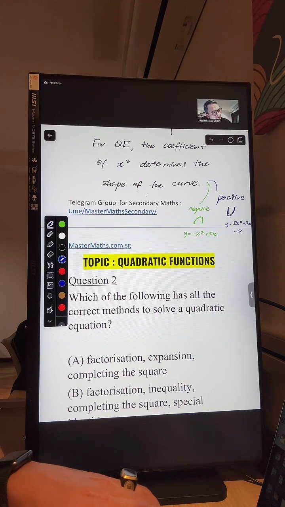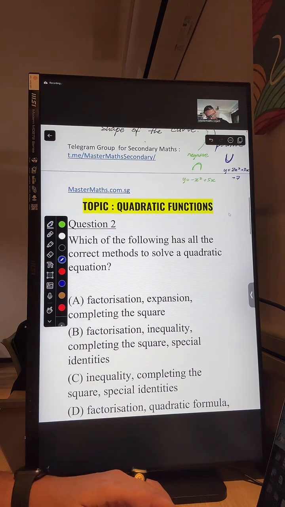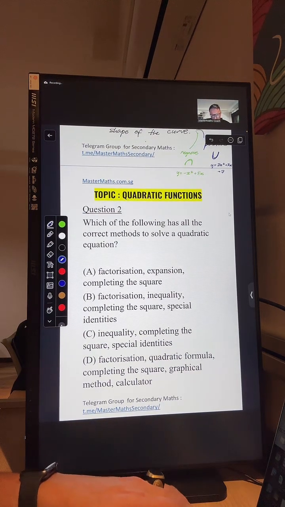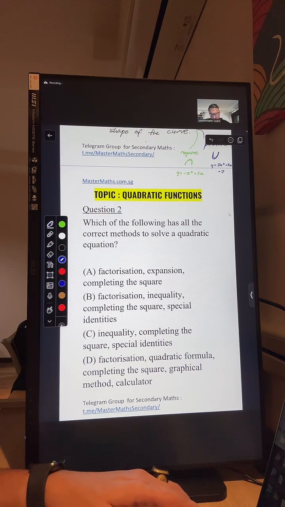Any other comments besides this? Okay, so let's move on. Question number 2. Which of the following has all the correct methods to solve a quadratic equation?